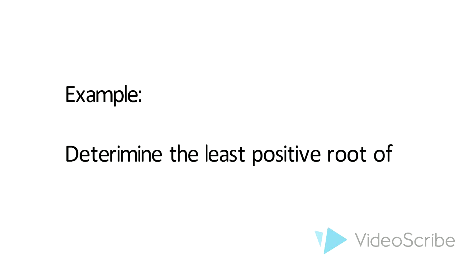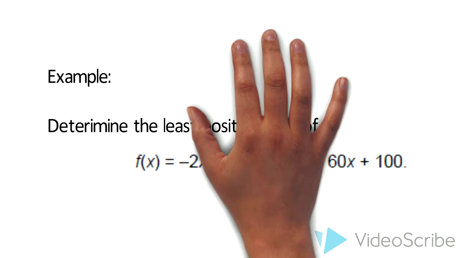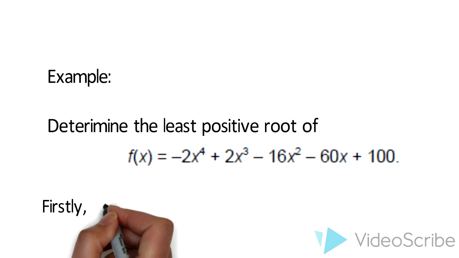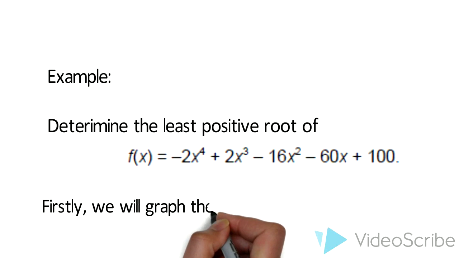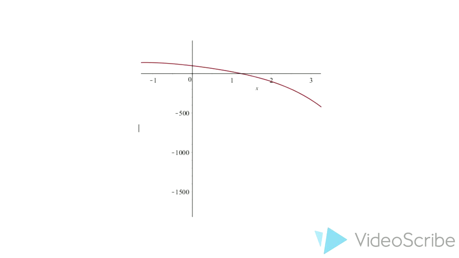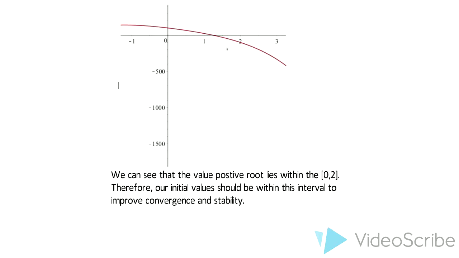For this example, we have to determine the least positive root of this function, f of x, presented here. Firstly, let's have a look at the function visually. To plot the function, we just let f of x equal 0. Here I've used Maple to plot the graph. I'm only focusing on the positive side, so this graph only shows the positive root of the function f of x. We can see that the positive root lies within an interval from 0 to 2.